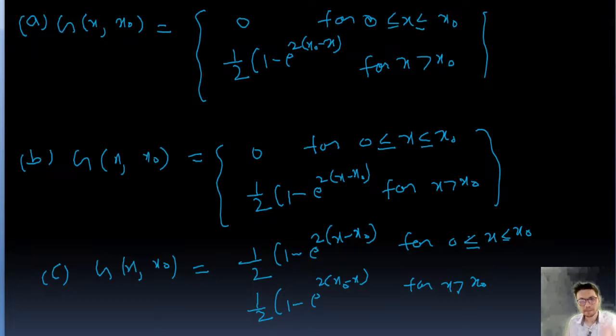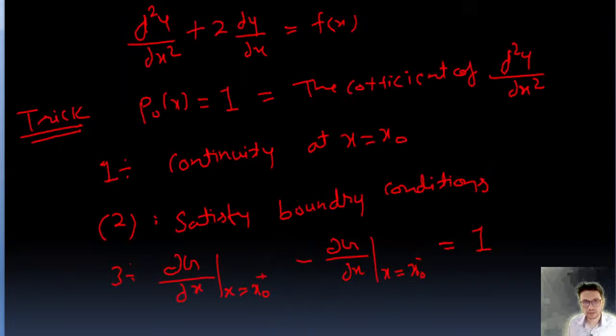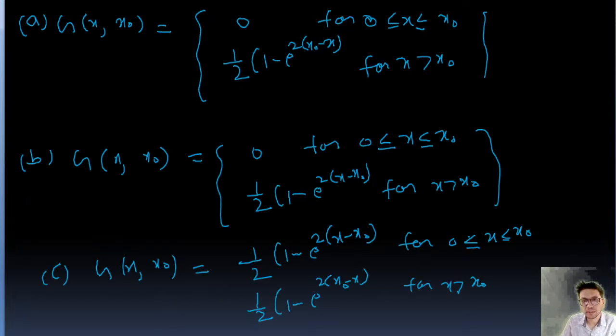So we are going to check the first option. So first we'll check this. The first option is this one, I'll write it. G(x, x naught). Okay, right.